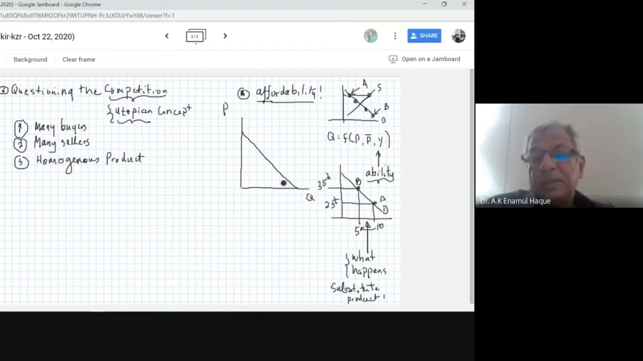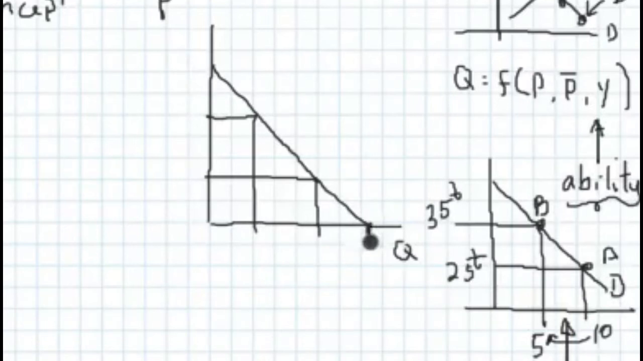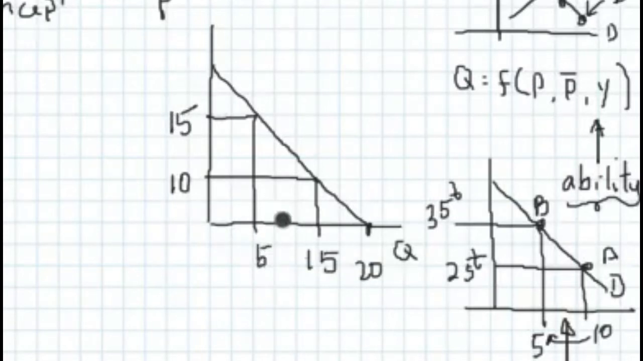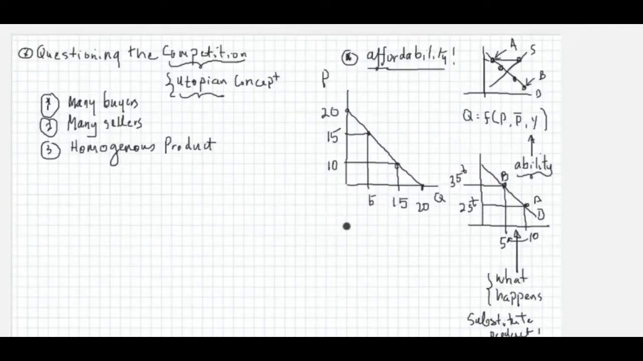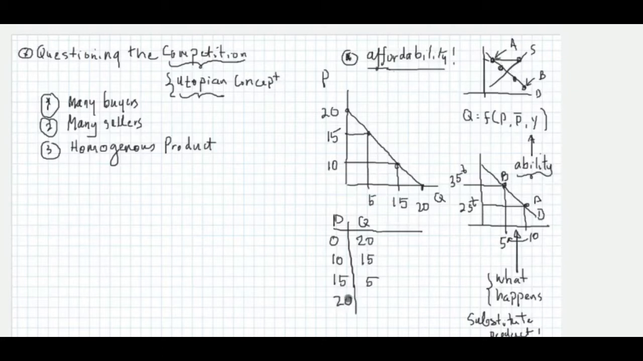Price can be anywhere. Price can be here, price can be here. So if price is 0, let's say quantity is 20. If price is 10, let's say quantity is 15. If the price is 15, let's say 5. Have you seen this kind of a function? And if the price is 20, quantity is 0. So if I look into a table, this is the price. If the price is 0, quantity is 20. If the price is 10, quantity is 15. If this is 20, this is 0.